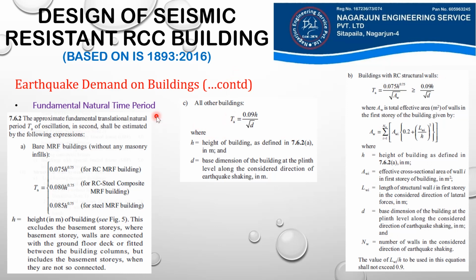Since our structure is a reinforced concrete moment resisting frame building, we will use the 7.6.2a formula, and in these 3 we will use our first formula for RC MRF building. The translational time period is given by 0.075 h to the power 0.75, where h is the height of the building. This excludes the basement stories, where basement story walls are connected with the ground floor deck or fitted between the building columns, but includes the basement stories when they are not so connected. So we will use this formula in this course to determine the approximate fundamental translational natural period.